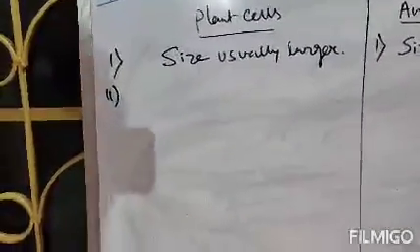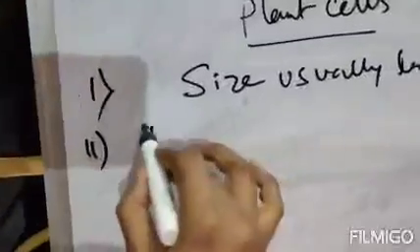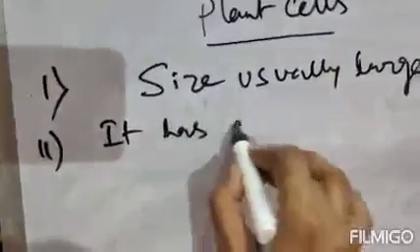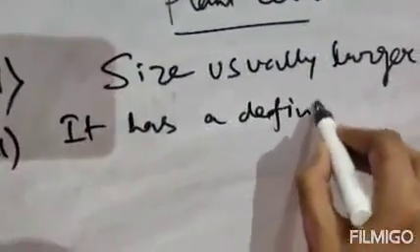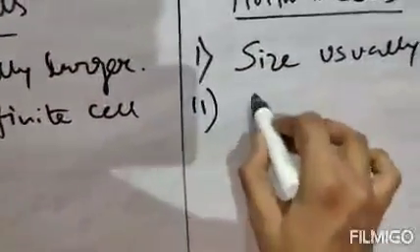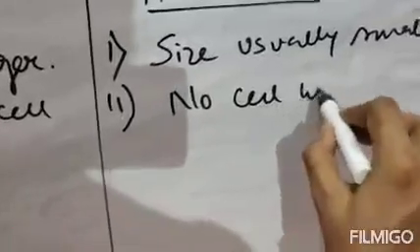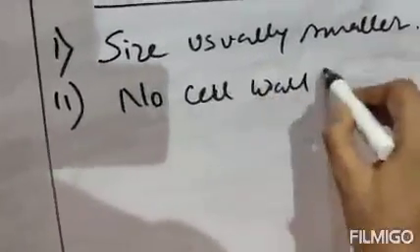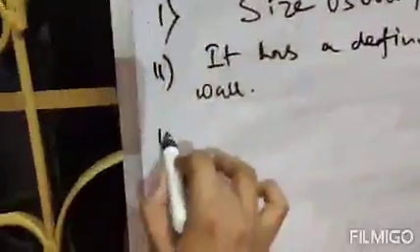Number two difference is that it has a definite cell wall. Plant cell has a definite cell wall, and in case of animal cell, no cell wall is present. Cell wall is actually absent in animal cells.